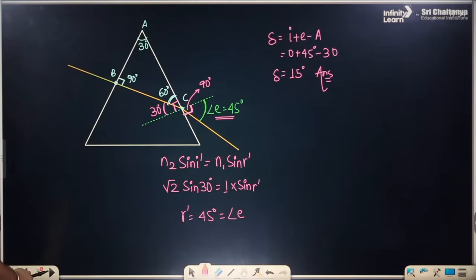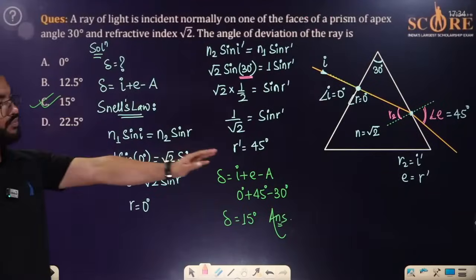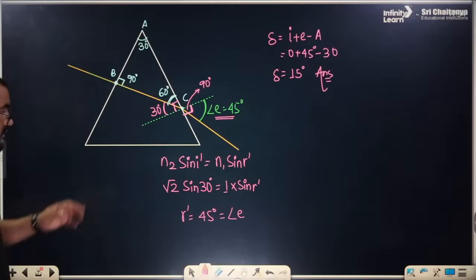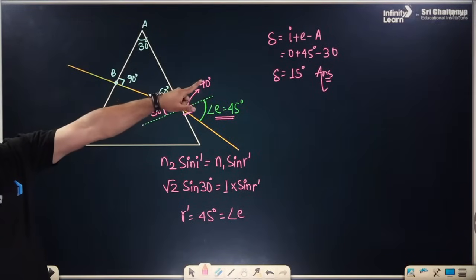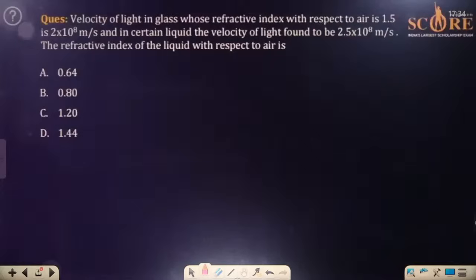Let us move forward. So either you can go with this approach or just find out this 30 degree angle and write this equation and find out the answer. Simple. Chalo. Moving to the next.